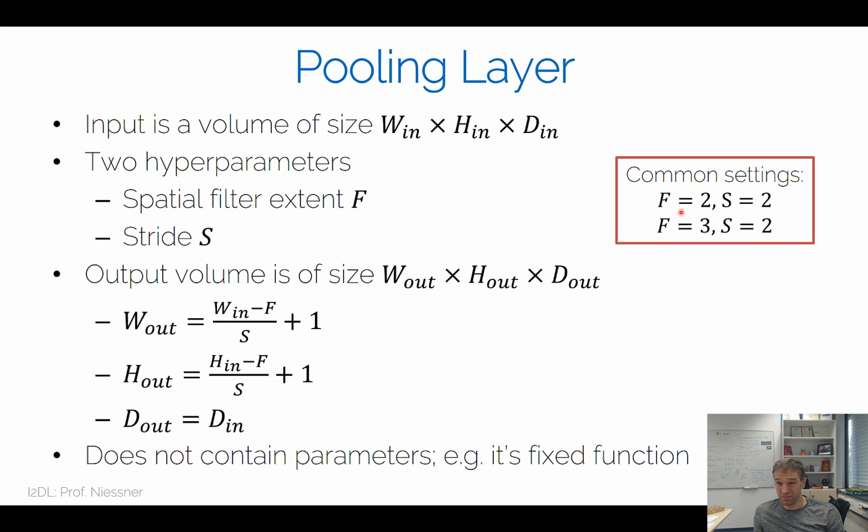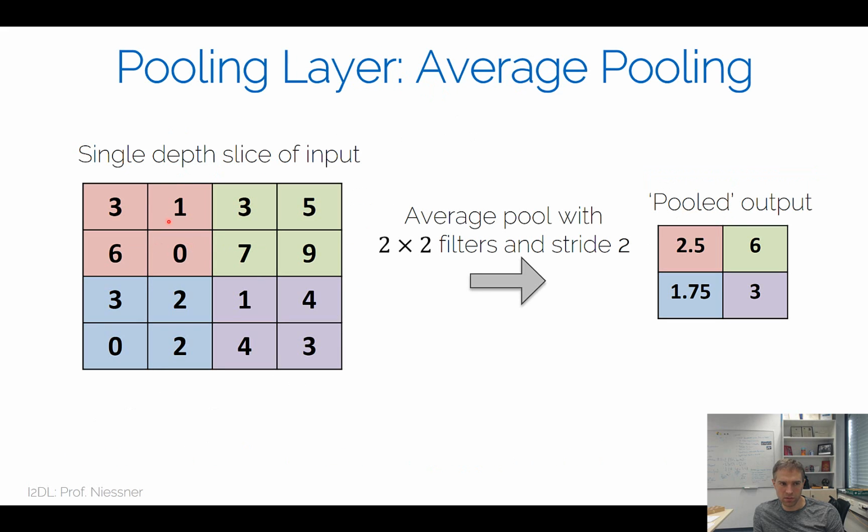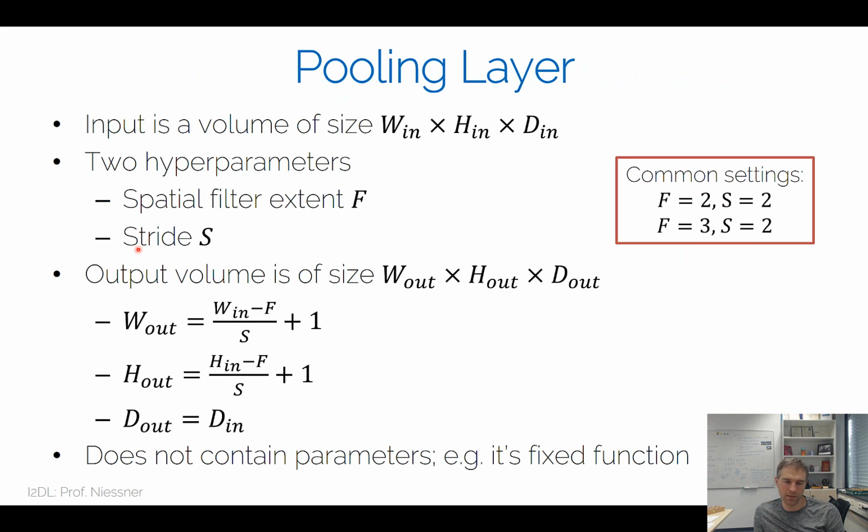A few examples here, common settings that people are using. Typically a filter size of 2 or a filter size of 3 is common. A stride of 2 is also very common, right? So you basically skip the respective locations. Here, this was a stride of 2, because we applied it here, we did not apply it here, and so on. So this is a stride of 2, and it's a 2 by 2 filter that we applied. That's the most common thing.